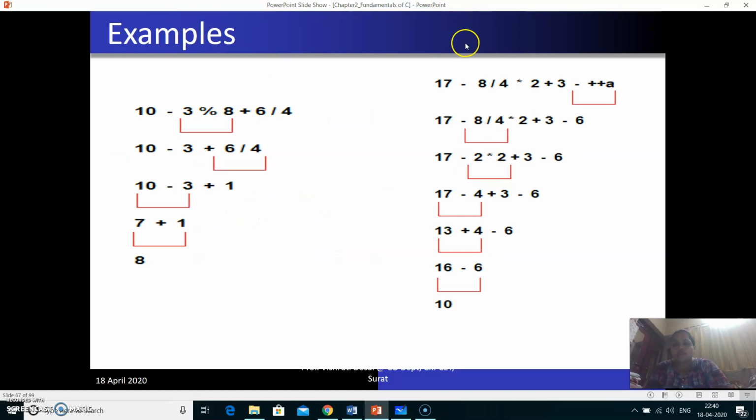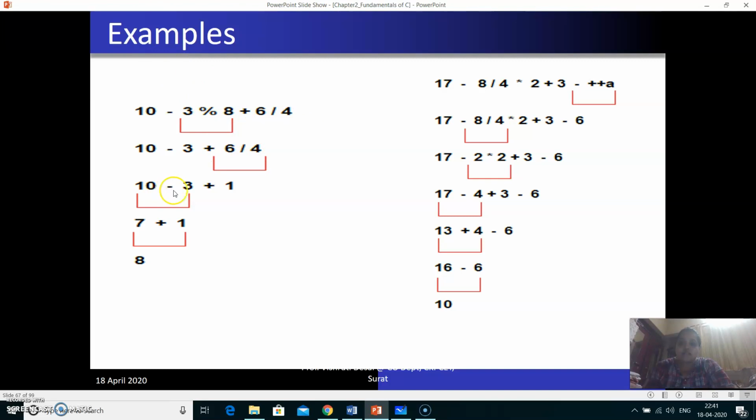Here are two examples. We are performing 10 minus 3 modulo 8 plus 6 by 4. So the modulo operator has the highest priority, so it will be evaluated first. At the same time, division is also there. So which one is the highest priority? Both operators have the same priority. But we have to go with the associativity. And associativity of the arithmetic operators is left to right. That's why modulo is evaluated first, then after that division.